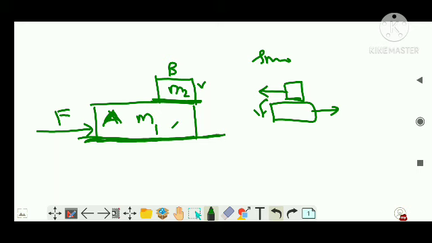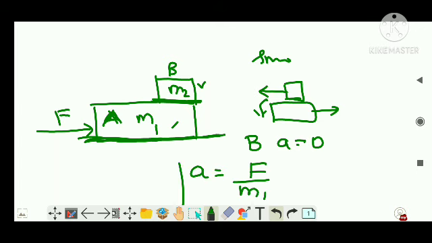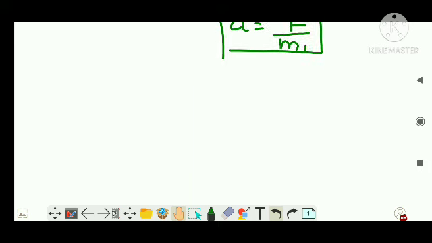This is what happens. That means I can say the block B has zero acceleration, because only m1 moves, right? So the acceleration will be only for m1, meaning the acceleration will be F by m1 in this case, if all the surfaces are smooth, not the case where there is friction. Clear? Right? Now similarly, let's see if it is true or not.